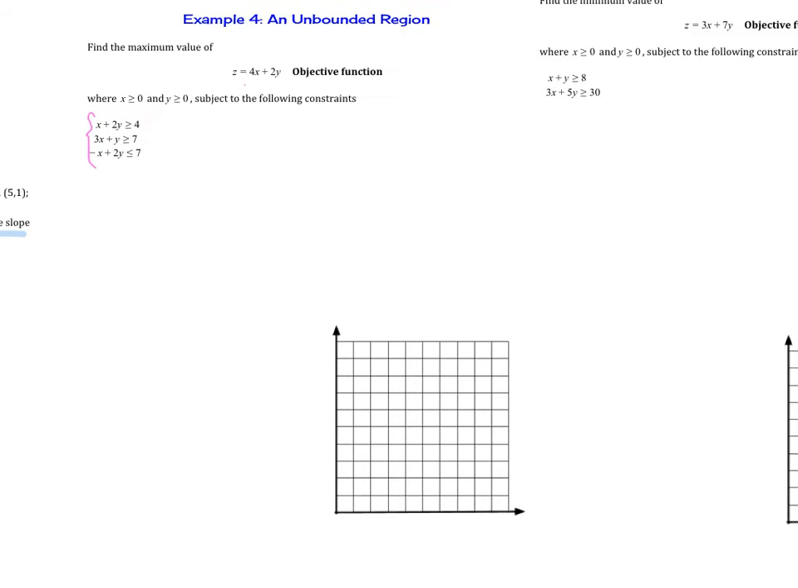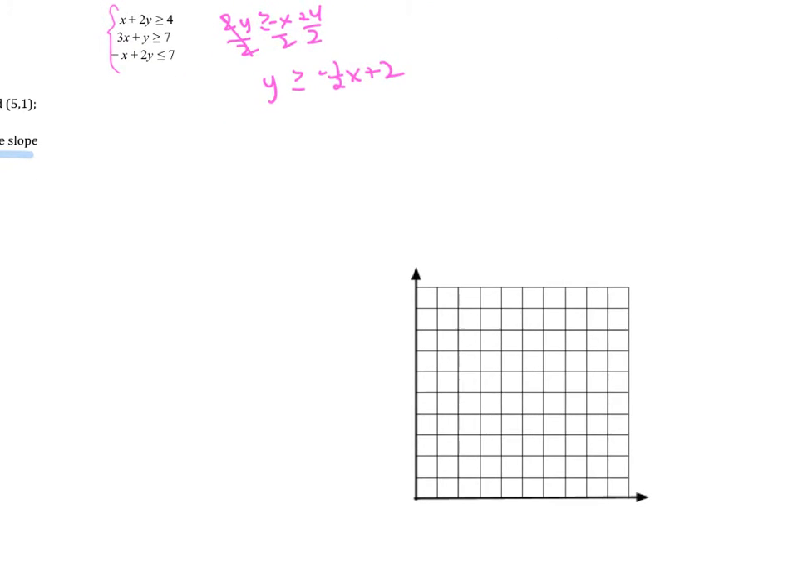So let's do that here. Let's graph. We have x + 2y is greater than or equal to 4. Let's rewrite this: 2y is greater than or equal to -x + 4. Divide by 2, so we get y is greater than or equal to -1/2 x + 2. So at 2, and then down 1, right 2, down 1, right 2. And so here is my graph. And then it says greater than, so I know that I'm going to shade to the right of this.